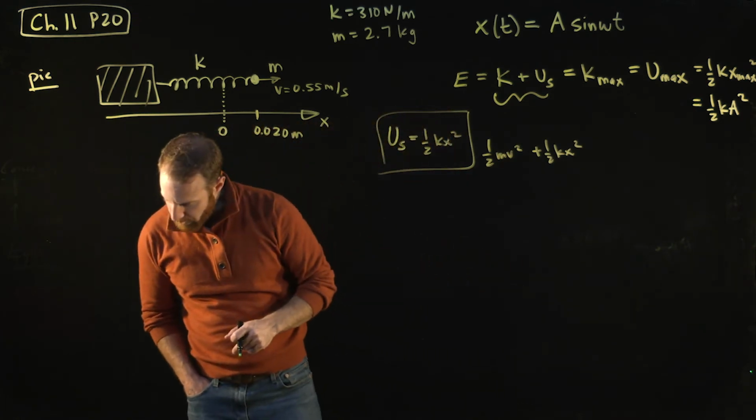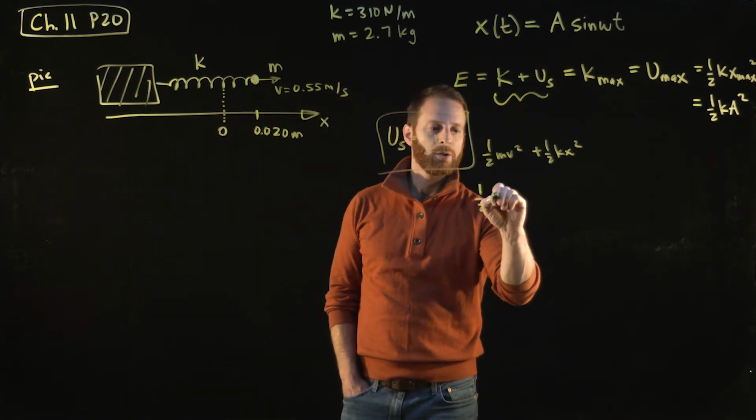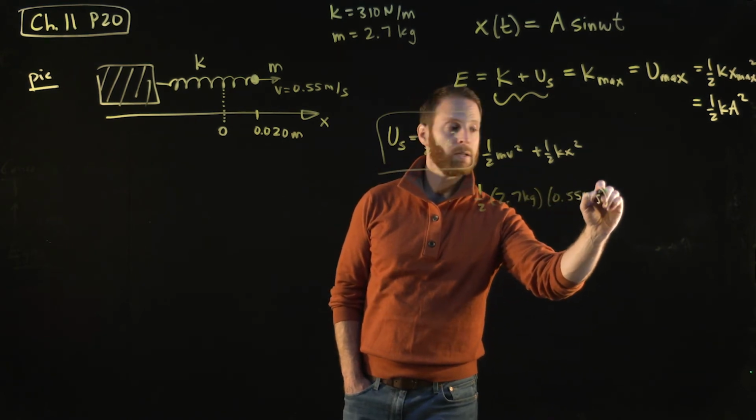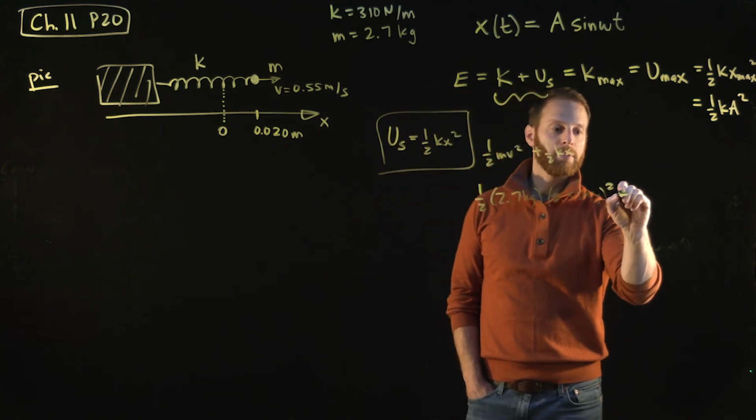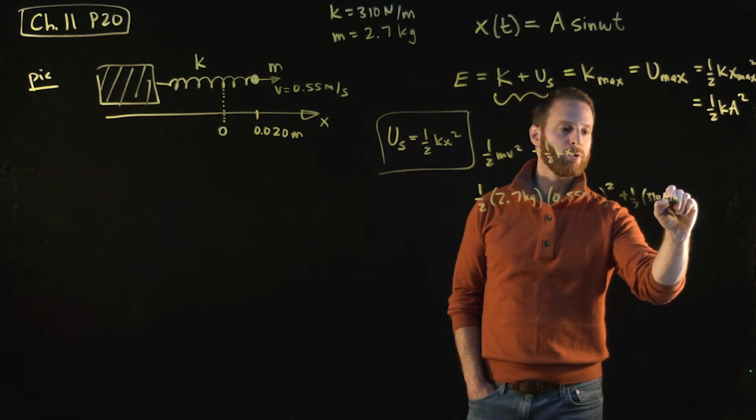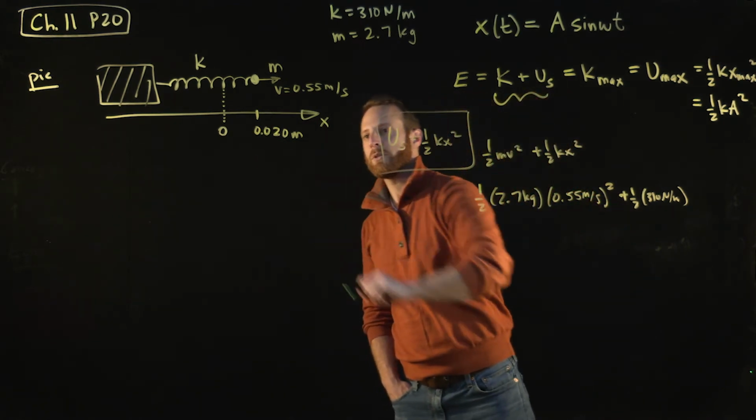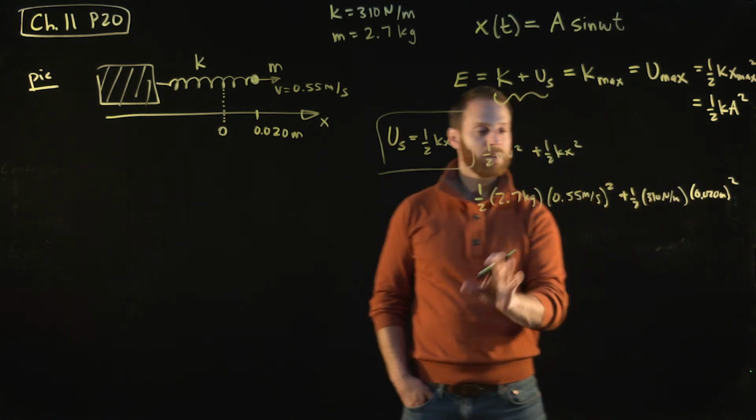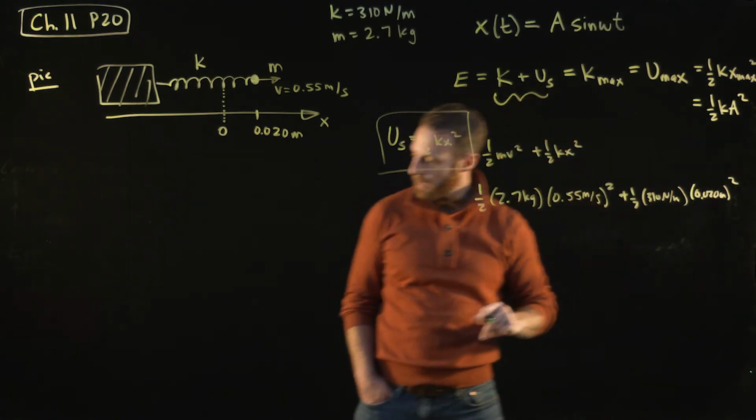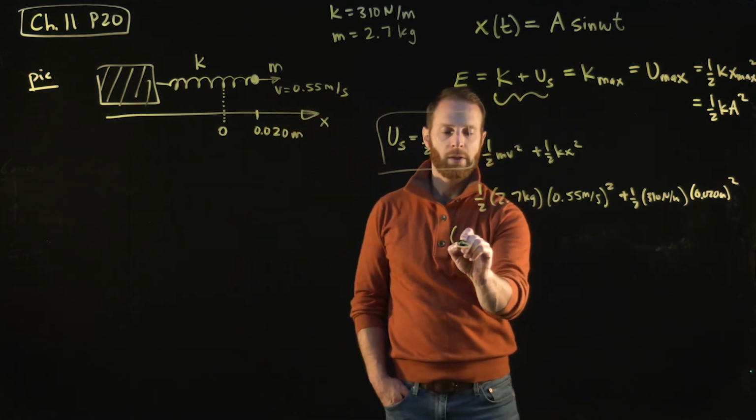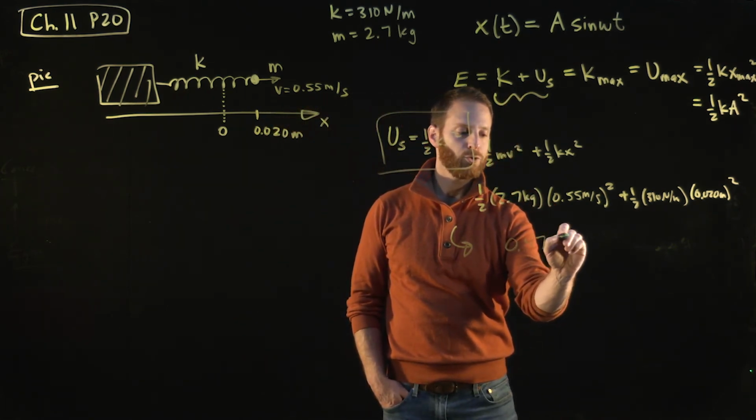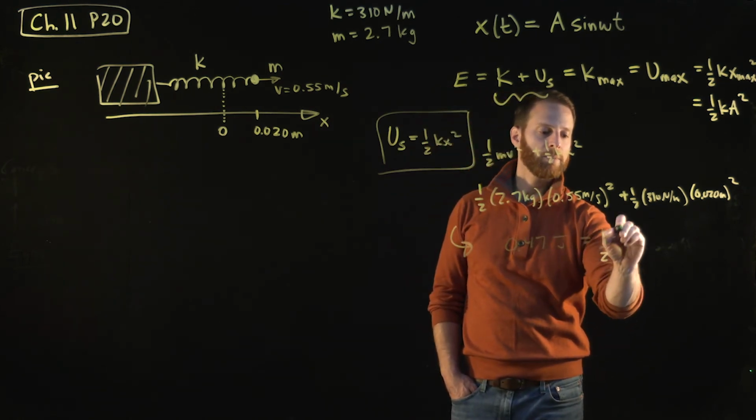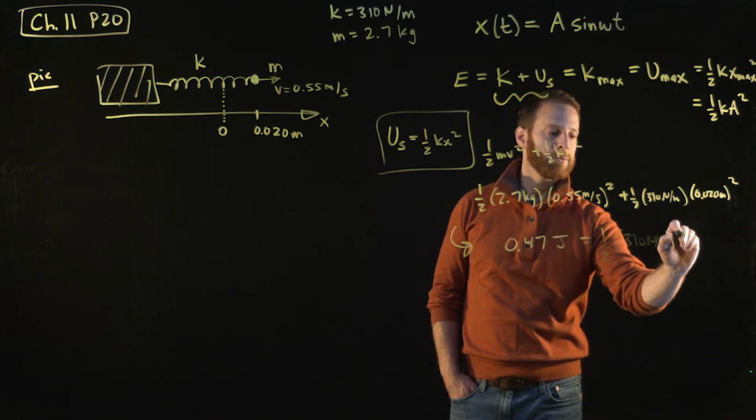If we compute this: 1/2 times 2.7 kilograms, times the speed of 0.55 meters per second, squared. Don't forget to square it. Plus 1/2 times 310 newtons per meter, and the position at that point is 0.02 meters. Also, don't forget to square it. That's the energy. We're going to set this equal to 1/2 k A squared. That apparently comes out to be 0.47 joules, which should be the unit if we've done it right. Kilograms, meters, seconds. Yep. Equal to 1/2 times the spring constant times A squared.